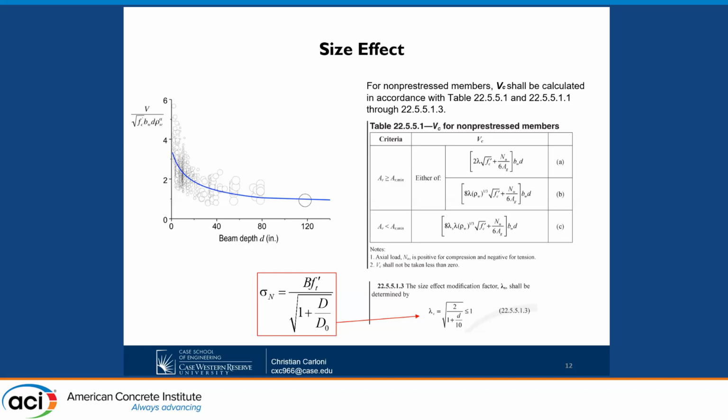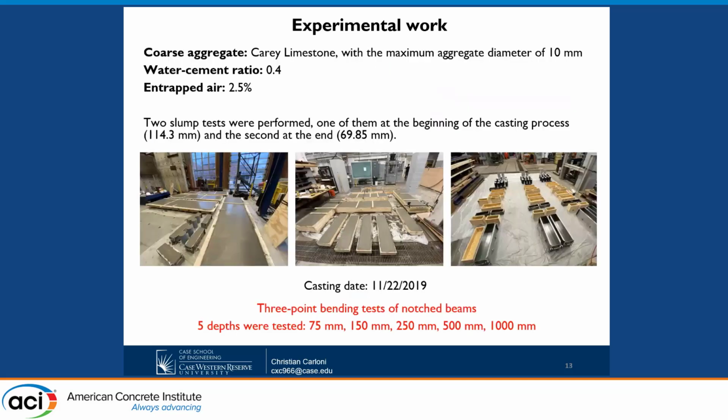So we decided to attempt something a little bit difficult, and we said, okay, let's try to do the largest ever set of tests to prove that size effect is really that way. So we cast basically 5 sizes of concrete beams, with basically multiples of the depth. We went from 3 inches, 75 millimeters, to 1,000 millimeters, which is basically 40 inches, okay? And the net span was 3 times the depth. So basically, fairly large beams.